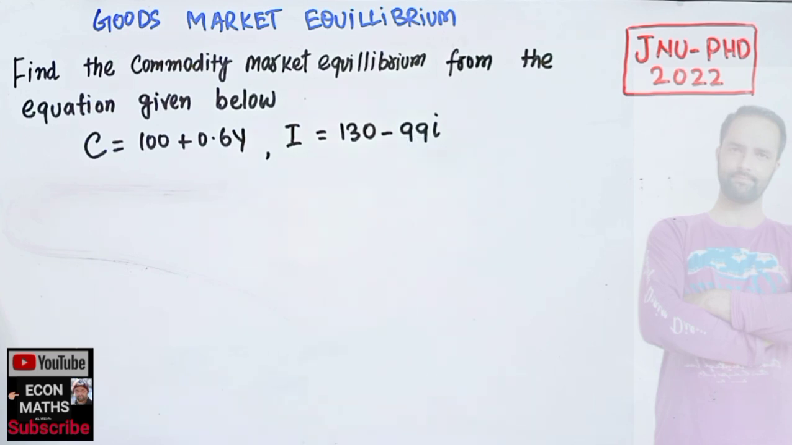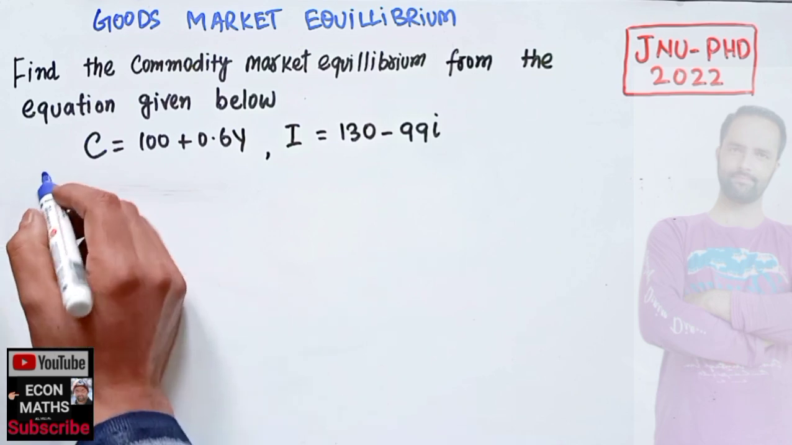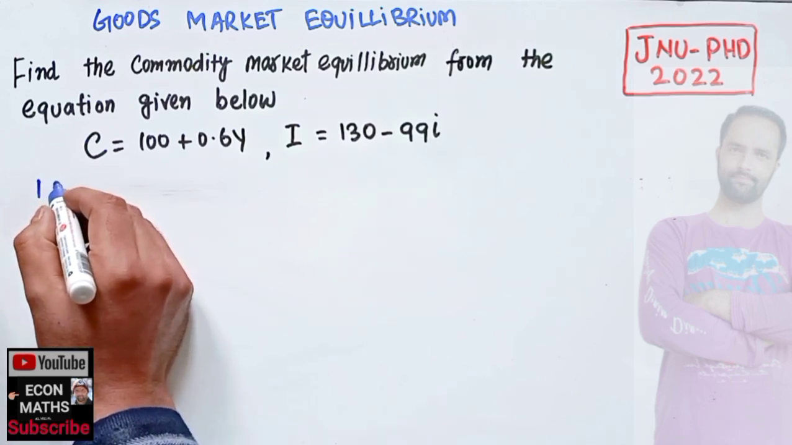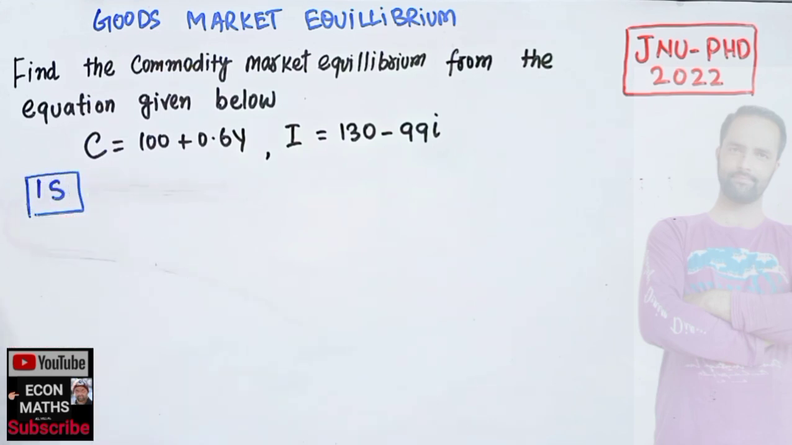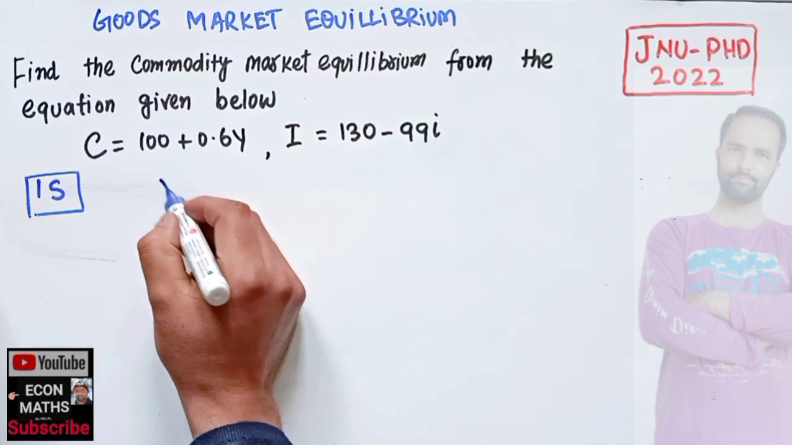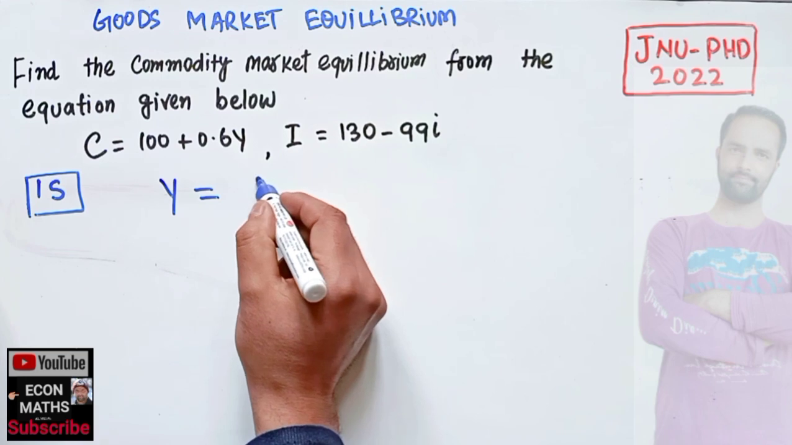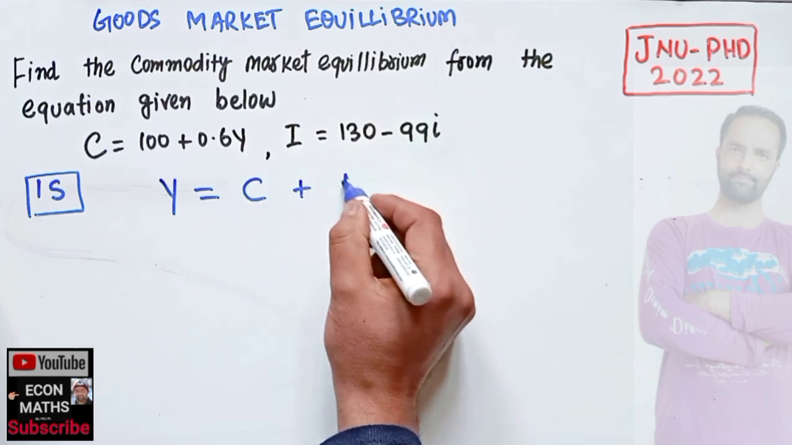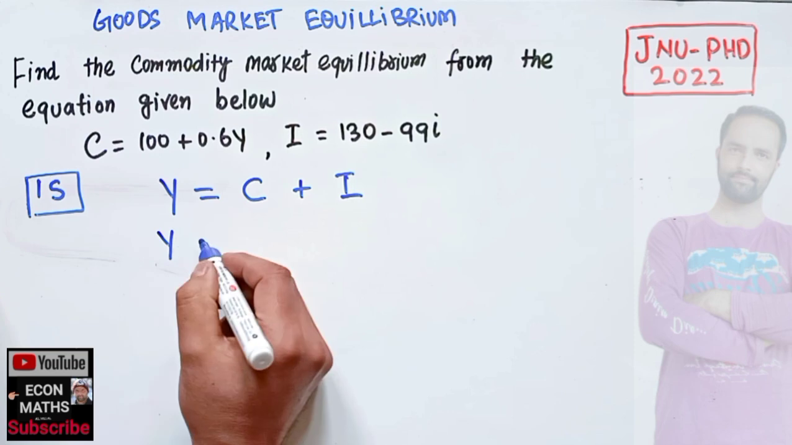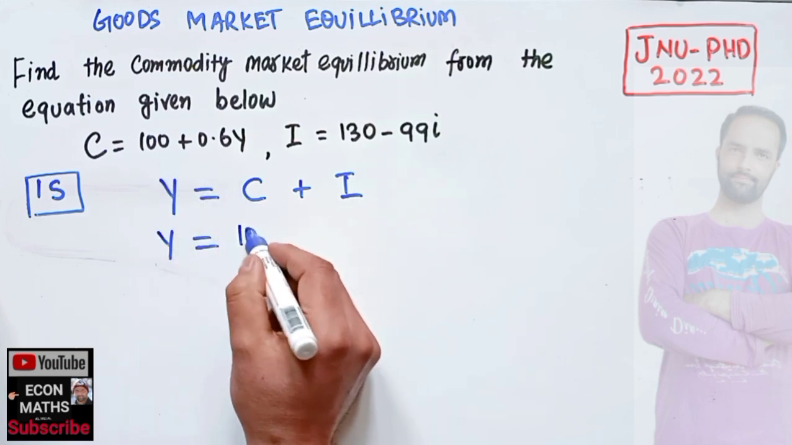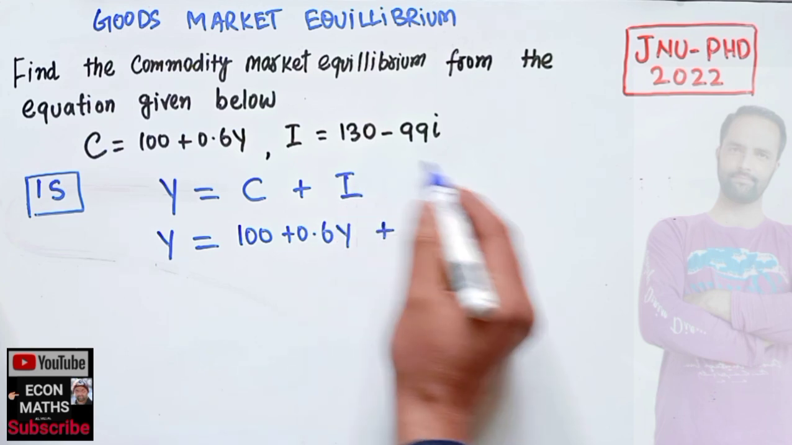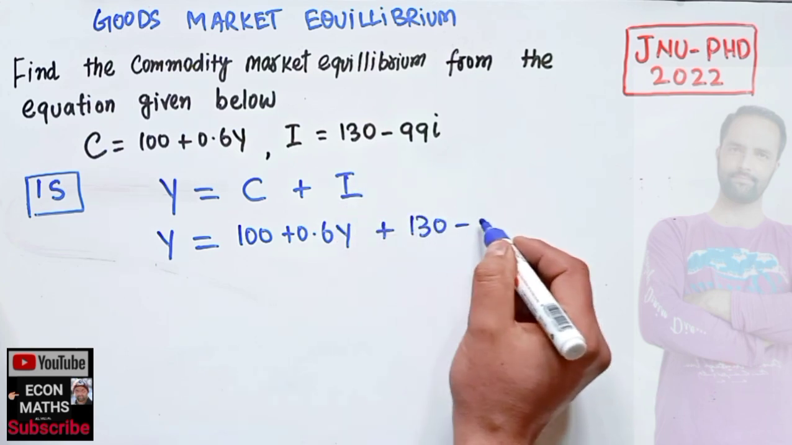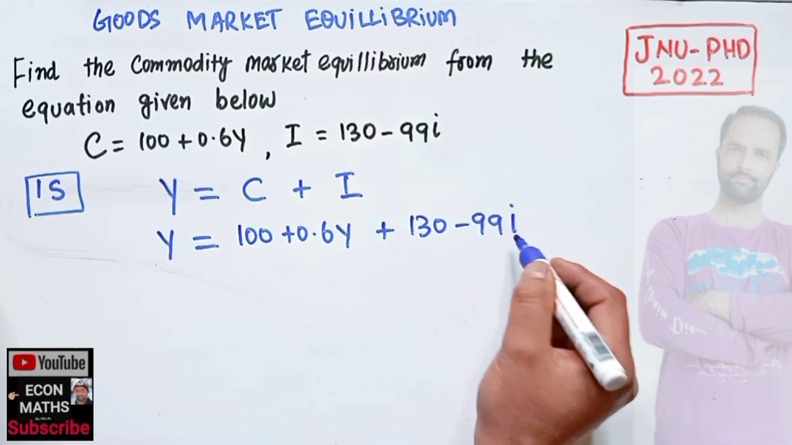We need to find the commodity market equilibrium, that is, the goods market equilibrium, so that we get the IS curve. The IS curve shows us the goods market equilibrium, and it is derived simply from the identity that our total income should be equal to the consumption expenditure plus investment expenditure. So Y will be equal to consumption, that is 100 plus 0.6Y, plus investment, which is given as 130 minus 99i.